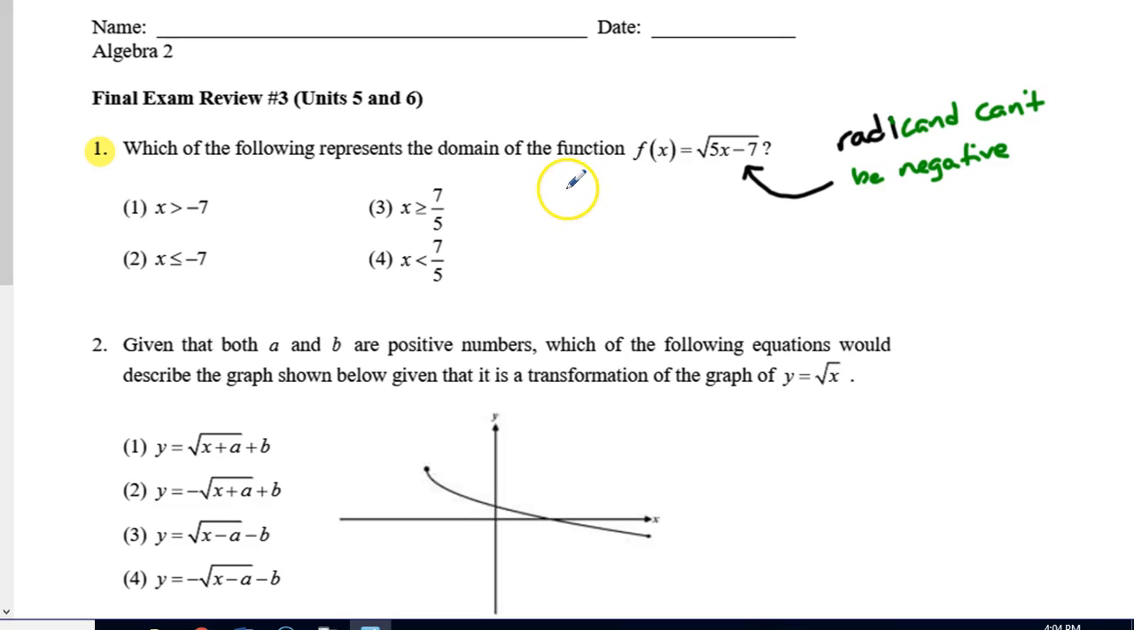So if the radicand can't be negative, what we'll do is set it greater than or equal to 0. So that's another way to mathematically say it can't be negative. It has to be 0 or greater. Now just do the math. There's our answer. We could confirm this graphically.